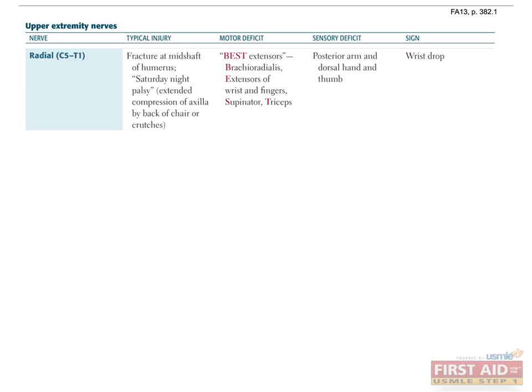The radial nerve is more complicated, as you likely have realized already. There are 4 muscles or muscle groups to associate with the radial nerve, and most of them are extensors, giving rise to its nickname, the great extensor nerve. You can remember this with a memory aid best: brachioradialis, extensors of the wrist and fingers, supinator, and triceps. The associated sensory deficits follow the course of the radial nerve: posterior arm, and dorsal hand and thumb. In the clinic, look for wrist drop.